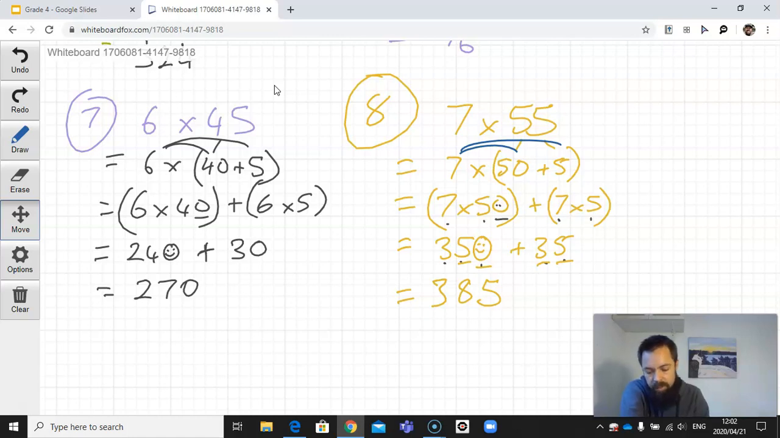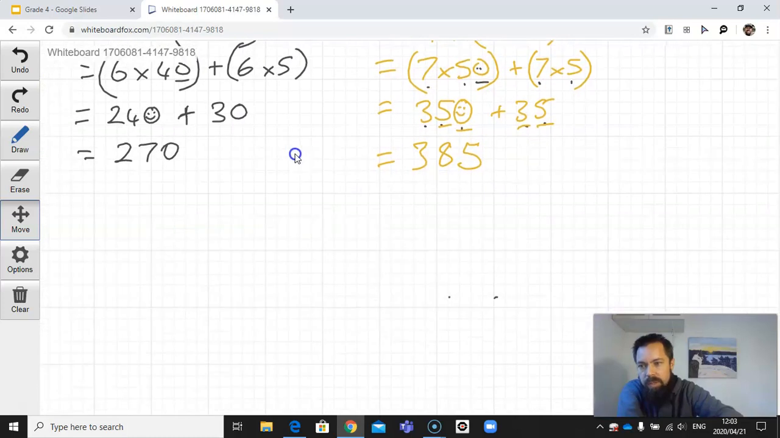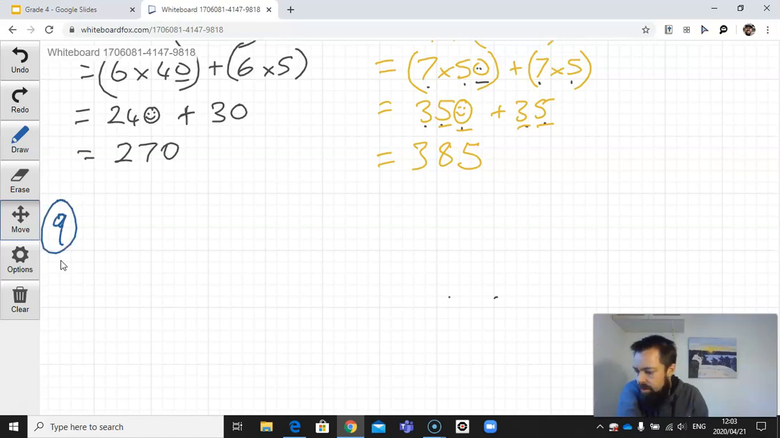Okay, moving on to a little bit more complex, but it works exactly the same. Now we're going to do the same, but with a 3-digit number. So that would be number 9. Let's go with 6 times 112. So this is what I mean by a 3-digit number. I've got a 3-digit number there instead of a 2-digit number.